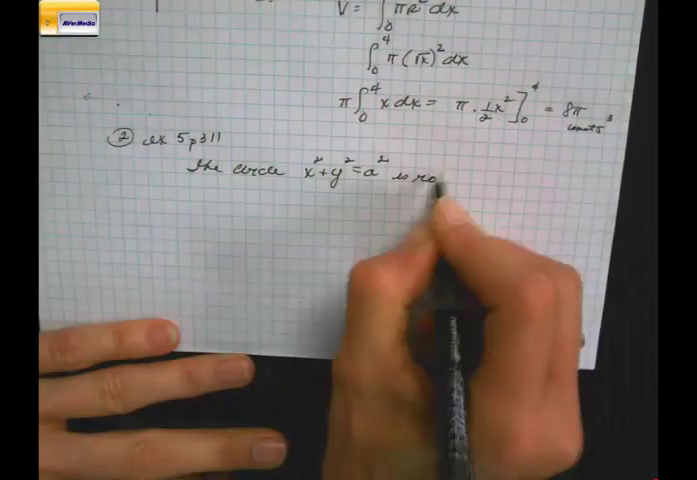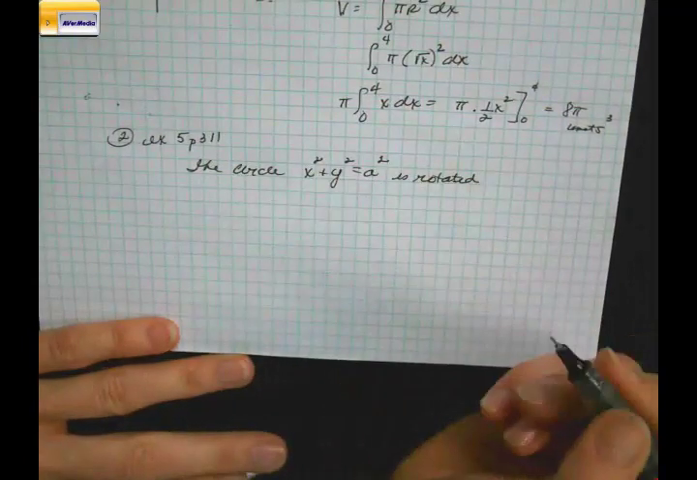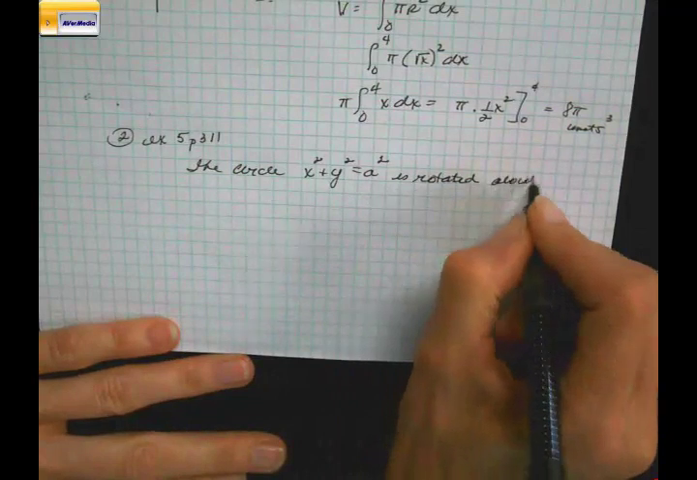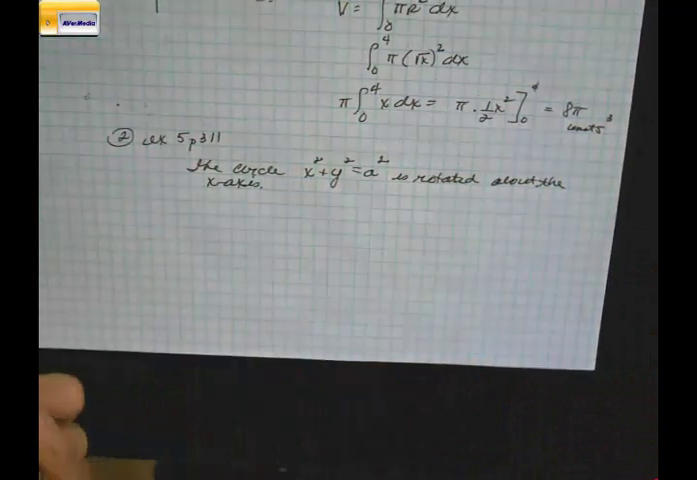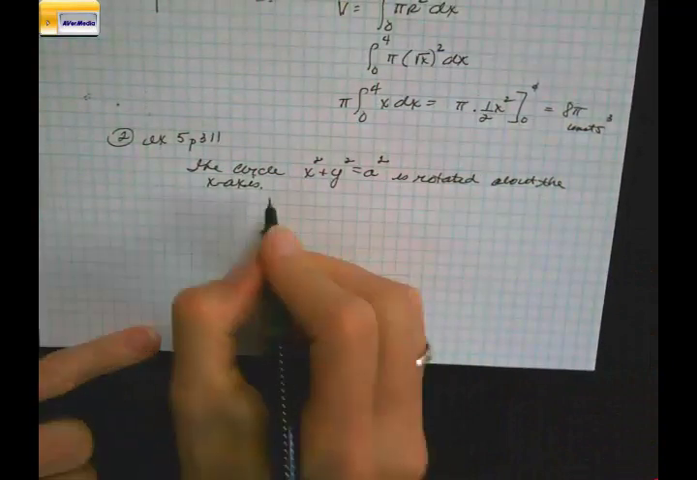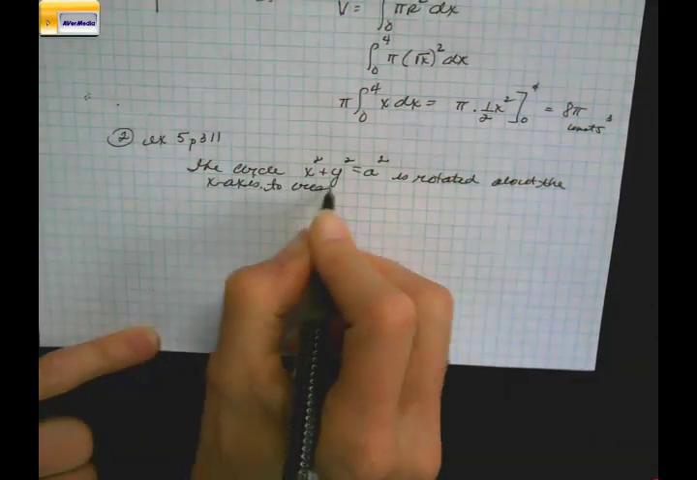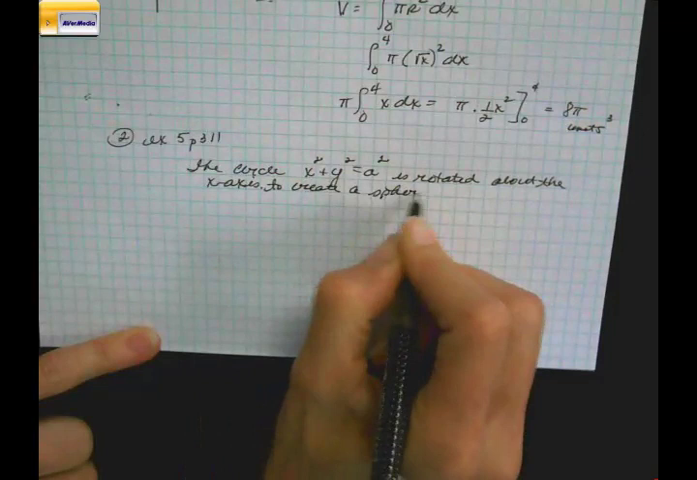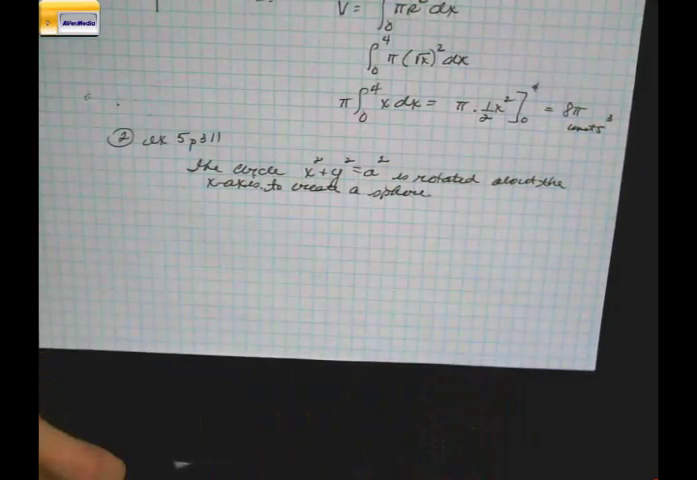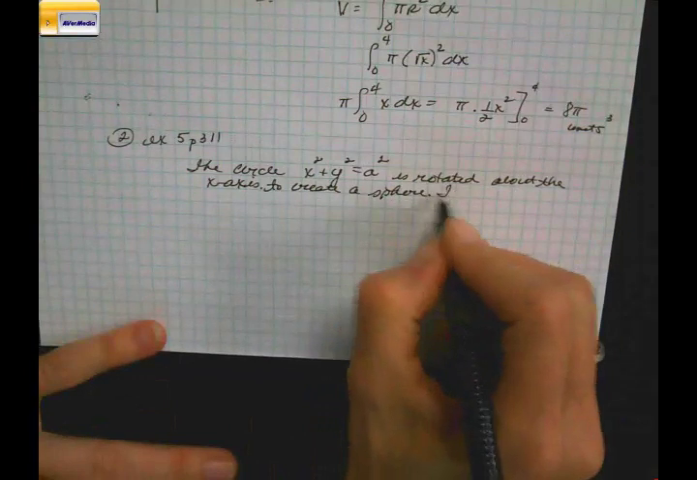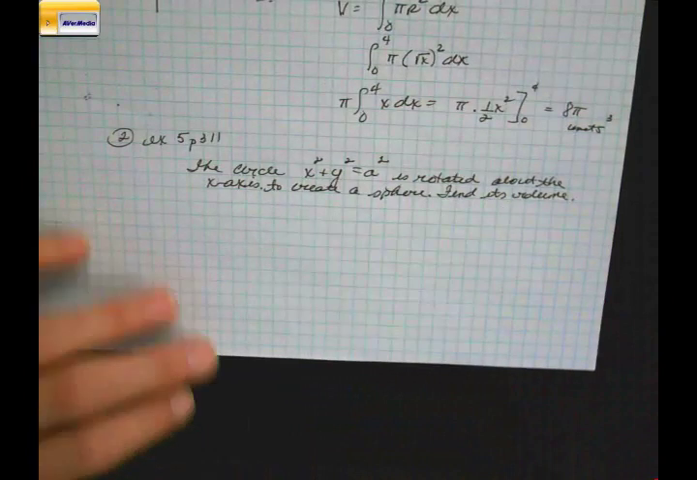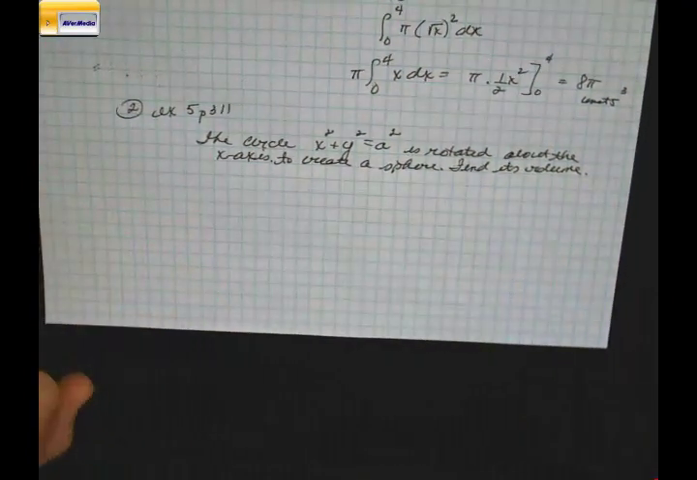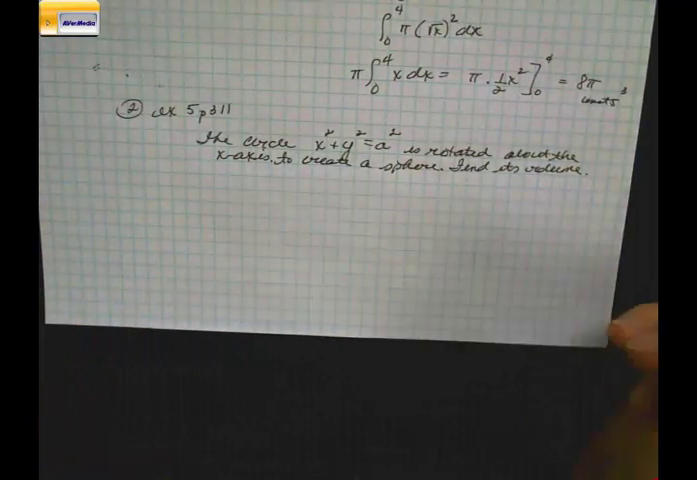This circle is being rotated or spun about the x-axis. And when you do, this will create a sphere. You start spinning this circle around, you're going to make a sphere. Find its volume. Now, since they're not giving me a number value for radius, they're leaving it as a, our answer is not just going to be a number. It's going to have the a in there so that you can do it for any circle of any radius.